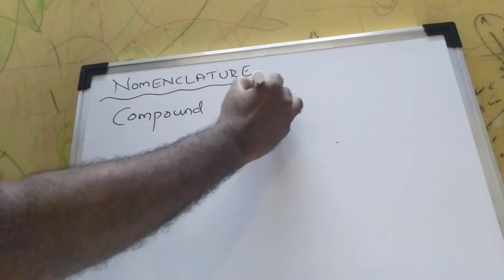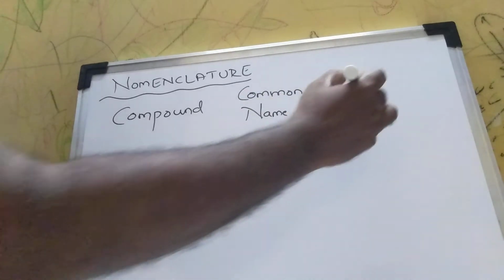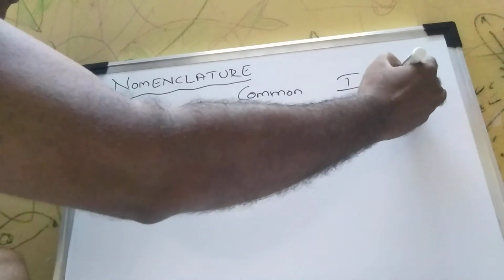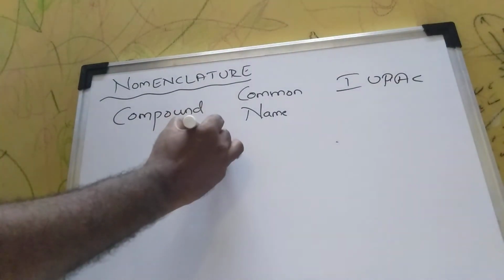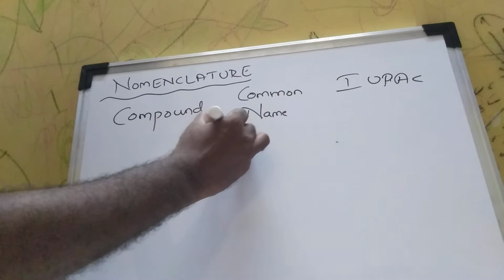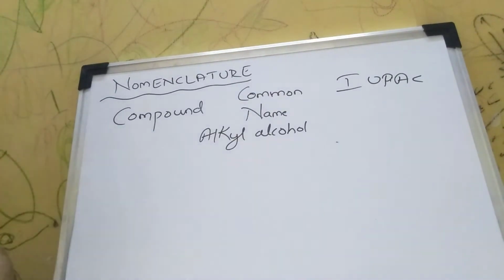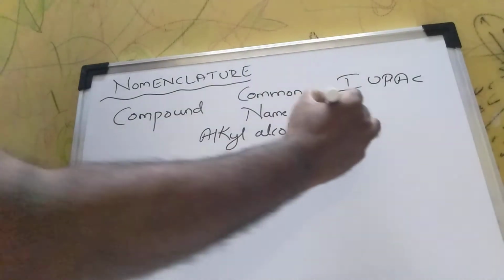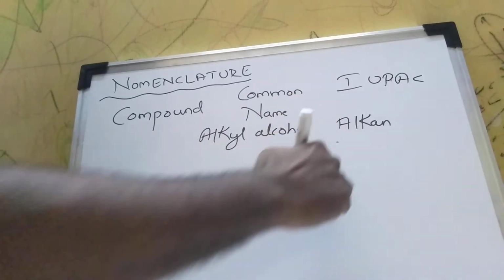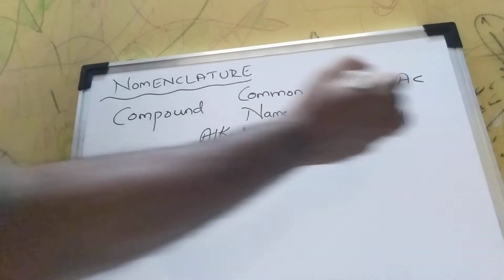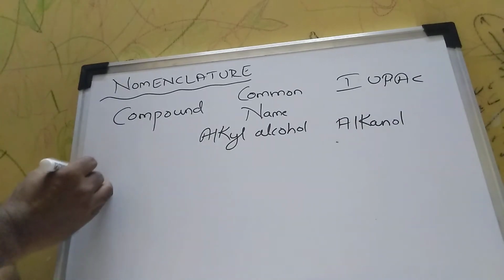See the common name, and then the IUPAC. So in common name, we call this alkyl alcohol, and in IUPAC, alkane, the word E is replaced by OL, alkanol. Let's deal with certain examples.